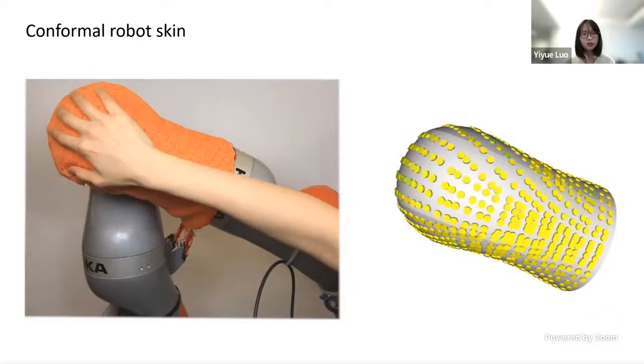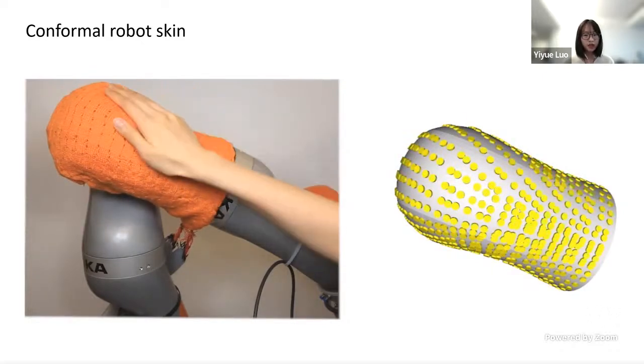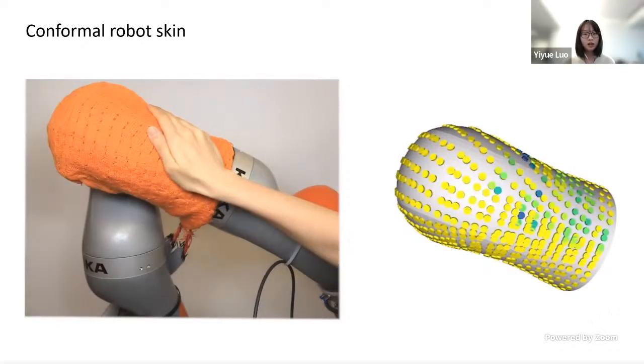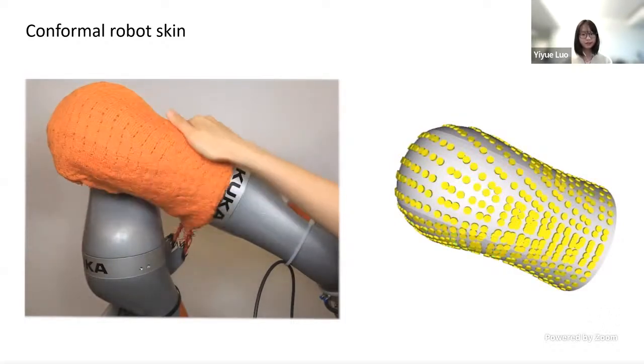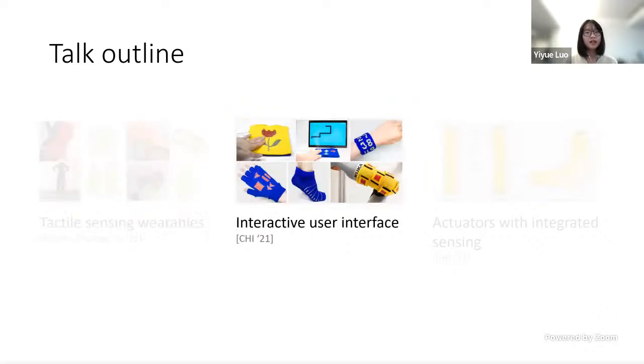with complex 3D geometries. And here we show a sleeve for a KUKA robot arm, and our platform offers the robots real-time tactile feedback for unobtrusive multi-point collision detection and physical human-robot interactions. Then going back to the talk outline, so far we've seen textiles with integrated customized functional fibers. And then I would like to dive into fabricating textile-based interactive user interfaces using off-the-shelf yarns and delicate machine knitting techniques.